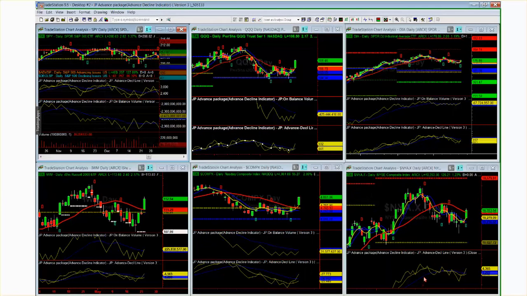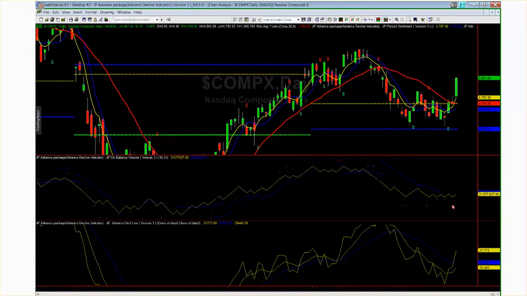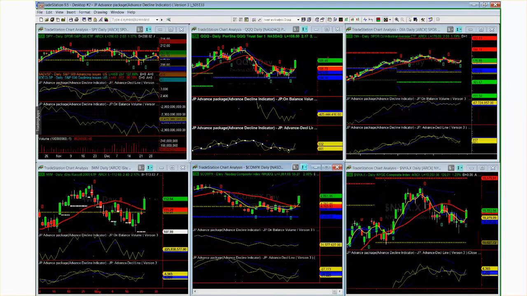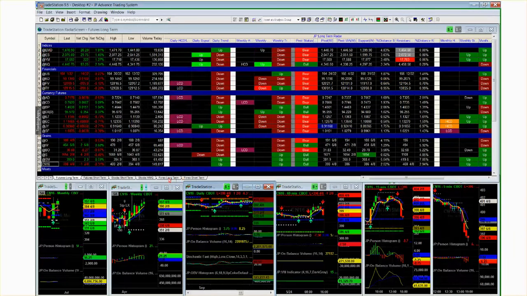So looking at the rest of the market segments, the NASDAQ, and of course the NASDAQ composite, volume wasn't really there. And that was a pretty dynamic move, and on the heels of what? On the heels of biotech. So let's take a look at a couple little things together.